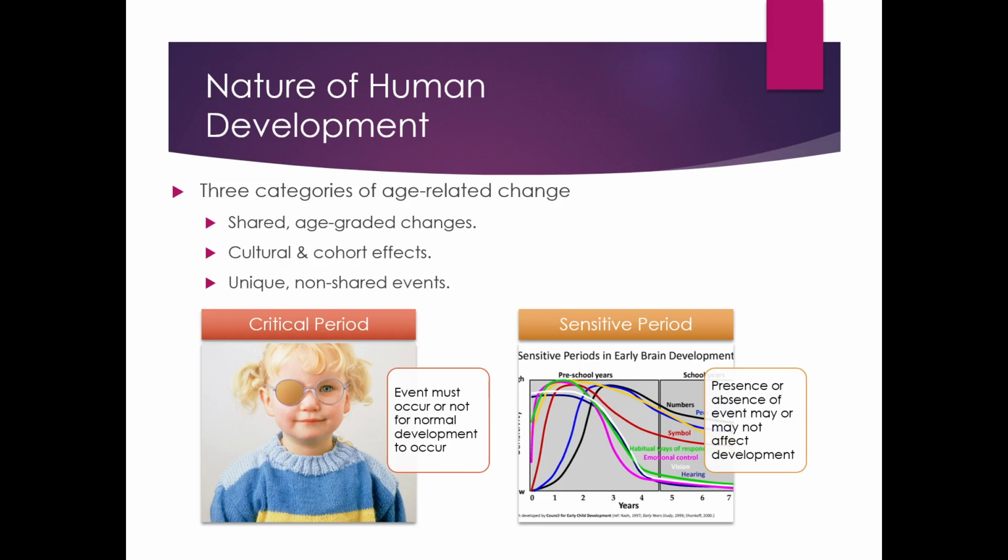A really common example of a unique non-shared event that developmentalists have been interested in for decades is the impact of divorce of your parents when you're different ages. So is divorce more harmful during specific times? Like are some times more critical or more sensitive to divorce than other times? And different research has actually very confidently named very different ages as the critical times. But that's a good example of the kind of things that developmentalists are interested in, specific things that might have happened to a child.